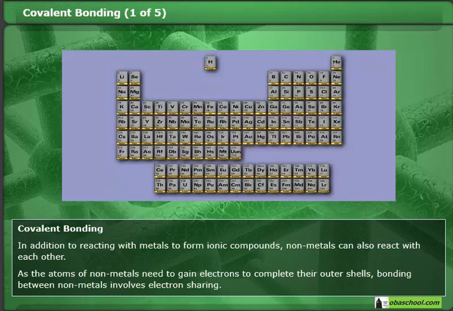In addition to reacting with metals to form ionic compounds, non-metals can also react with each other. As the atoms of non-metals need to gain electrons to complete their outer shells, bonding between non-metals involves electron sharing.